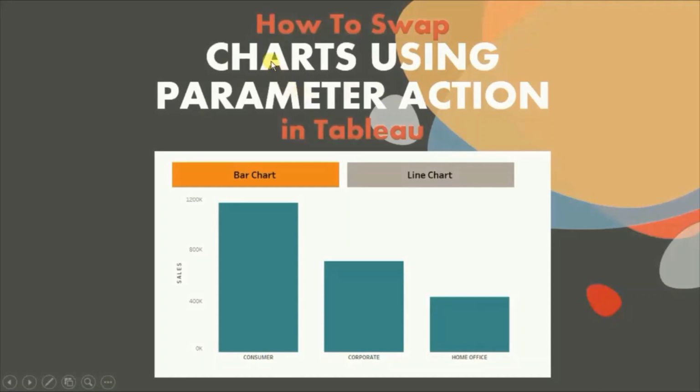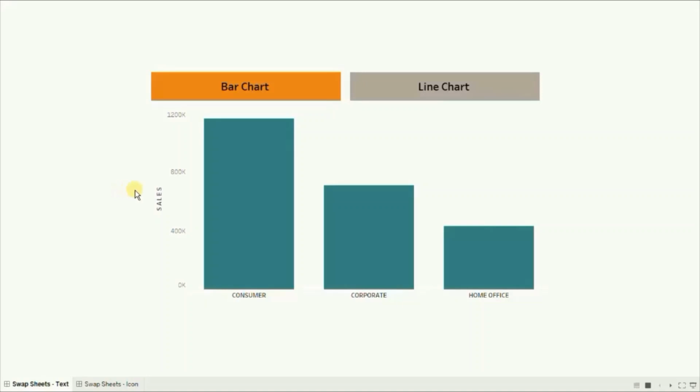In today's session we will see how to swap charts using parameter action in Tableau. Let me first show you the demo of what we will be doing today. Here I have a bar chart that shows sales for different segments, and at the top I have two buttons. The first one reads bar chart and the second one reads line chart.